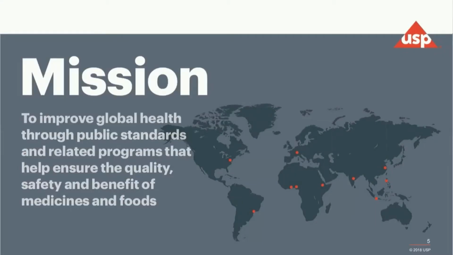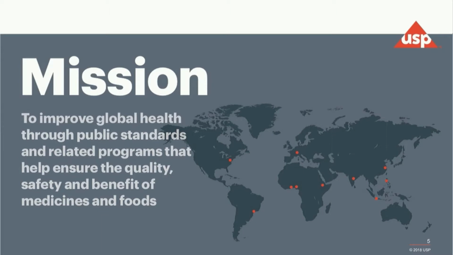Just to introduce USP briefly, USP will be 200 years old in the spring, and our mission has always been and continues to be to improve global public health. There are a couple of different ways that we address this. One is through our public standards, and we also have a number of other related programs. All of these are really focused on helping to ensure quality, safety, and efficacy of medicines and foods.